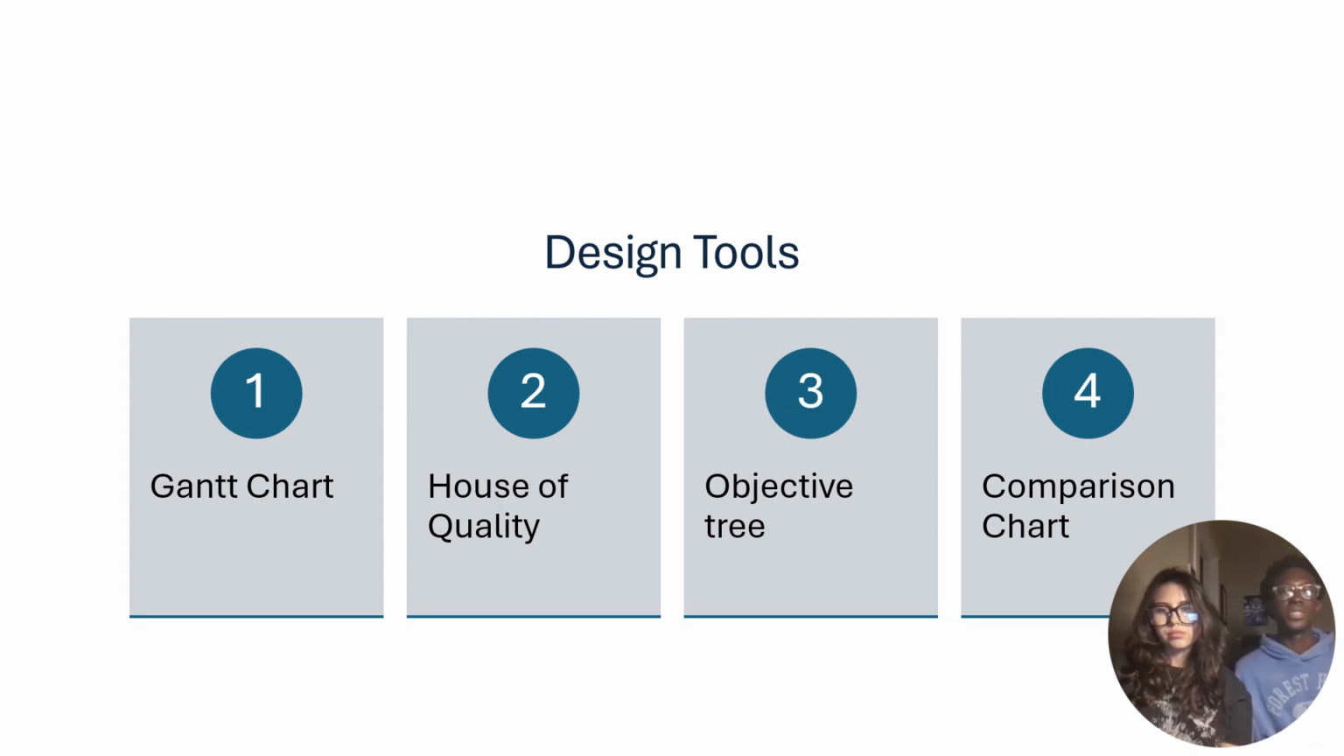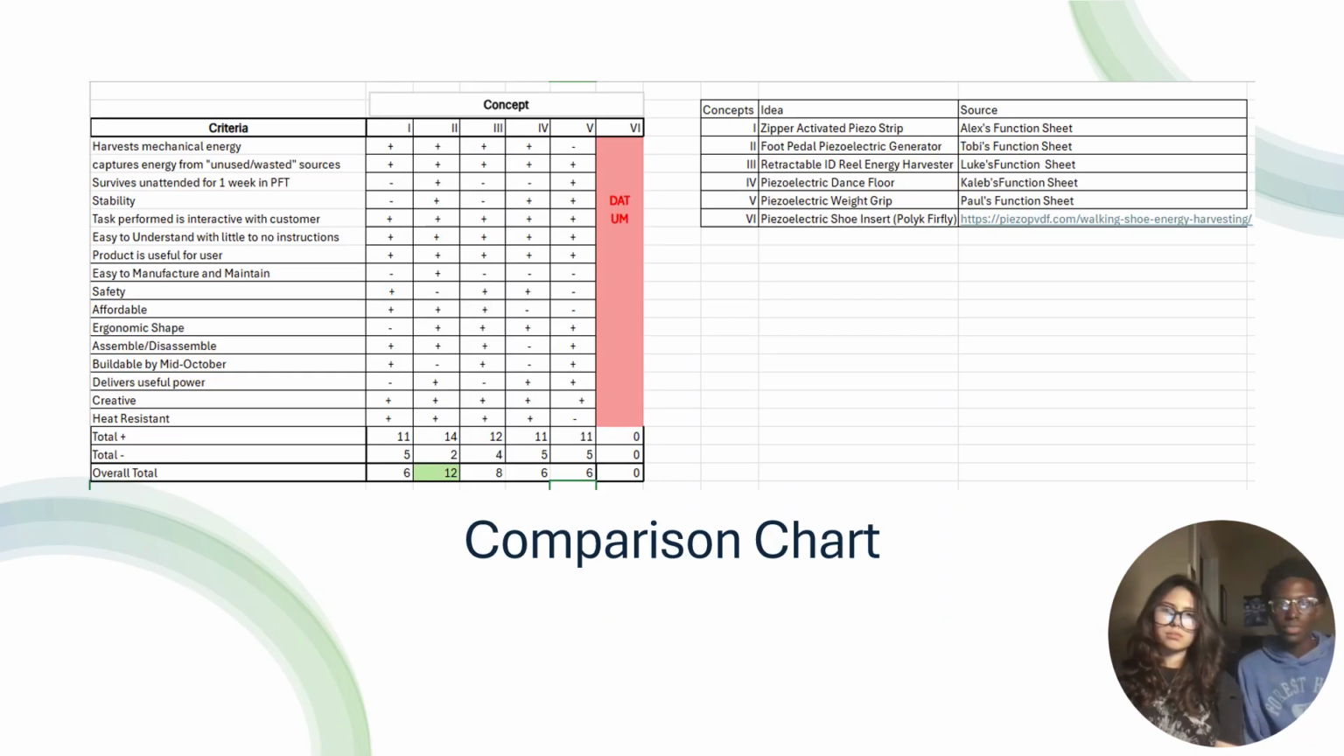And lastly, we used the comparison chart. This was used to evaluate our different concept ideas, such as the zipper-activated piezo strip, the foot pedal, the retractable ID reel, piezo dance floor, piezo weight grip, and piezo shoe insert. By comparing each concept against our criteria with pluses and minuses, we objectively determined which idea best met customer expectations. This is how we ultimately selected our strongest concept, the foot pedal.